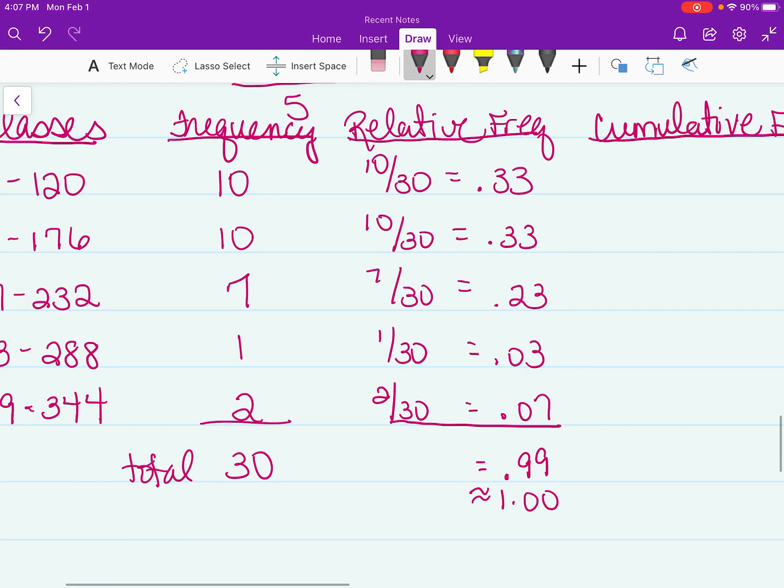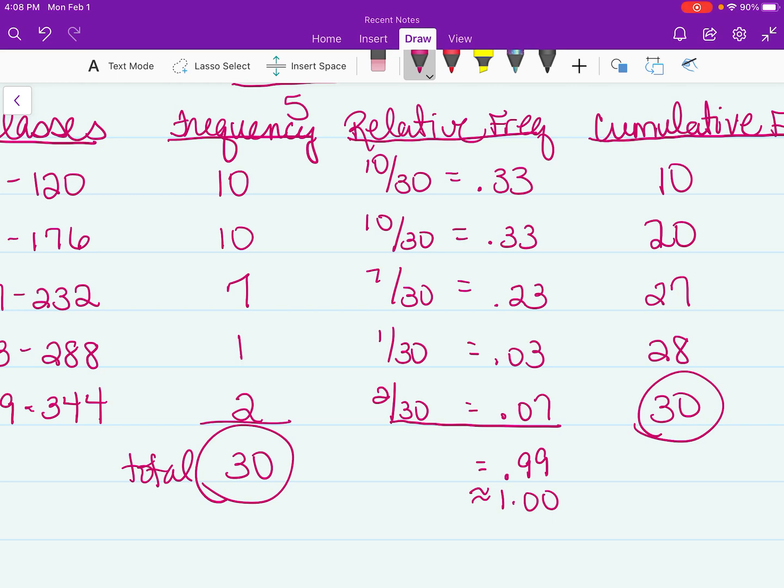So if we look at the cumulative frequency up to 120, we get 10. If we look at the cumulative frequency up to 176, you add these two together and you get 20. So I'm going to take the 10 and add the next 10 and I get 20. Then I'll add the next 7 and get 27. So from 65 to 232, there are 27 data pieces. Add the 1, so up to 288, there are 28 data pieces. And then up to 344, there are 30 data pieces. This total and this number should be the same.